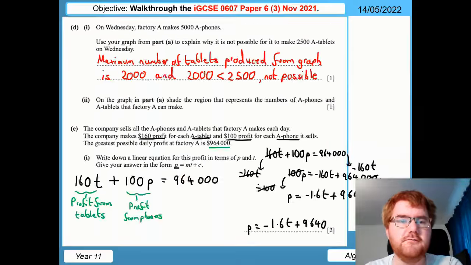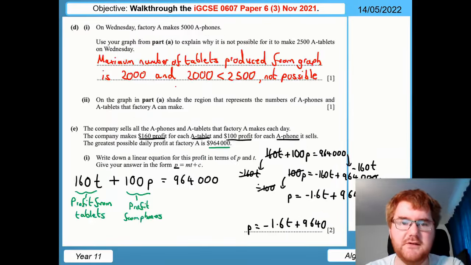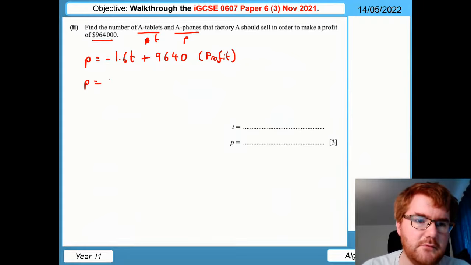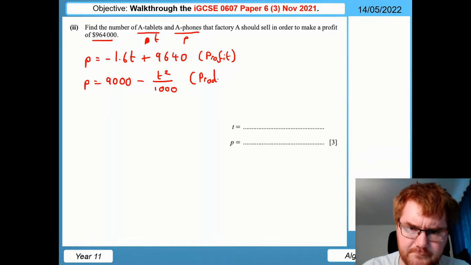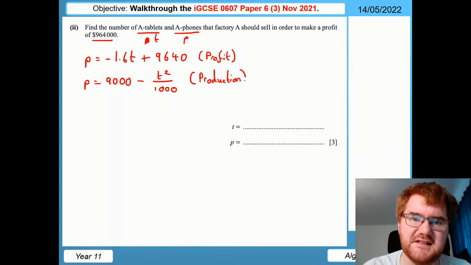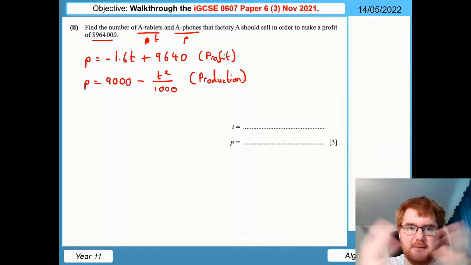And if we take the equation from right at the start, so this one here, P equals 9,000 minus t squared over 1,000. That's the maximum production, yeah? That's the maximum we can produce. And we want to find when they intersect. So when we have the maximum profit and the maximum production and when they actually meet each other.